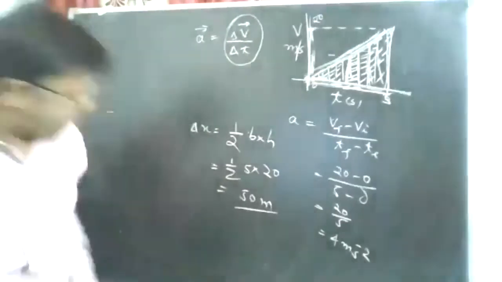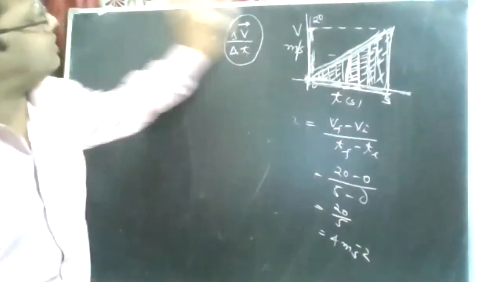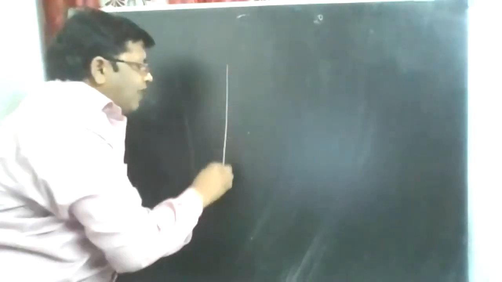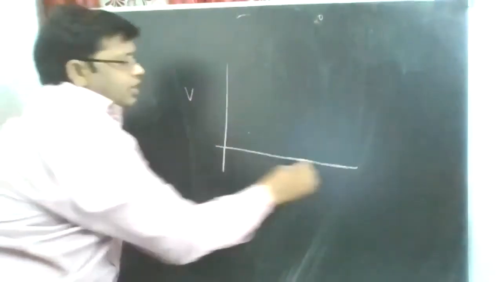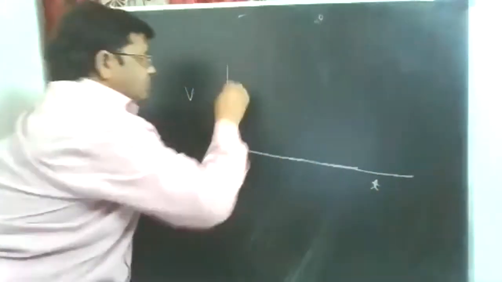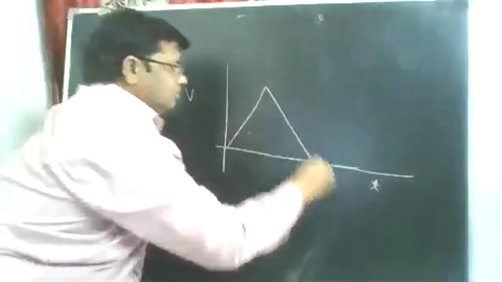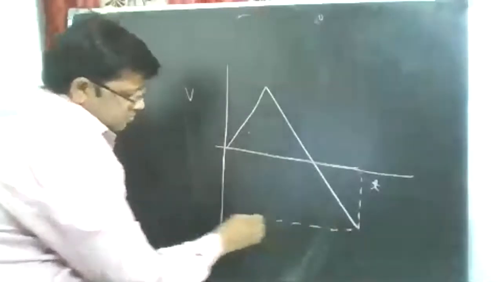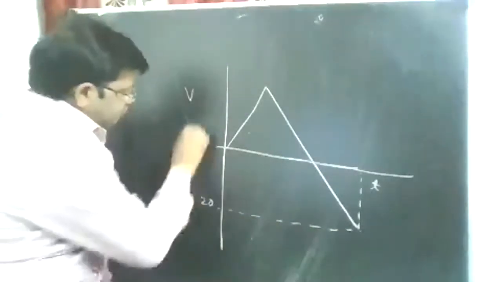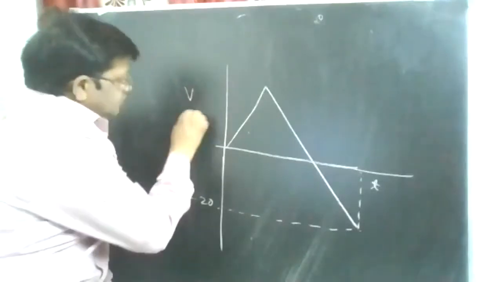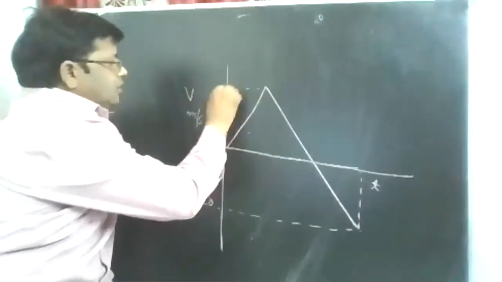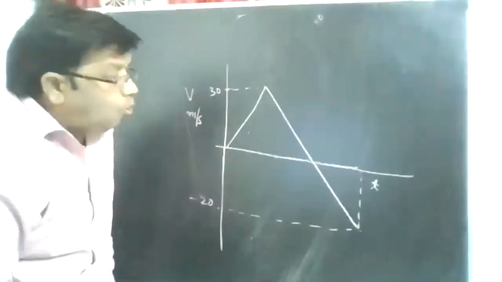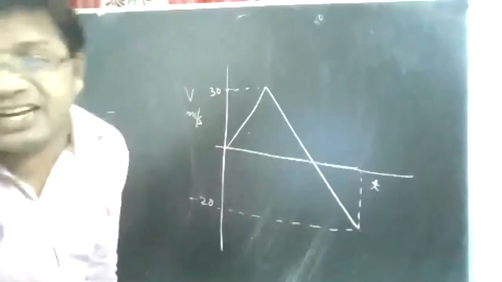Yes, sir. Yes. But beta, if a question is given to you like this, the graph is like this, this is velocity and this is time. Velocity is in meter per second. Yes, beta. What is the total distance and net displacement of the body?